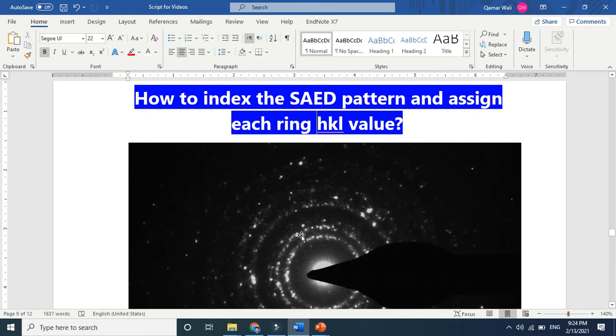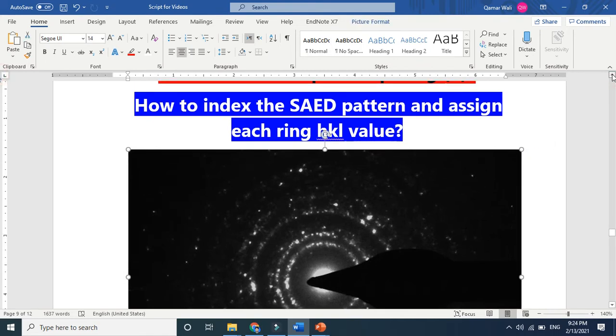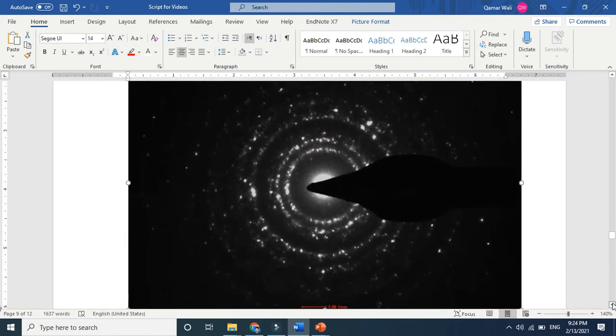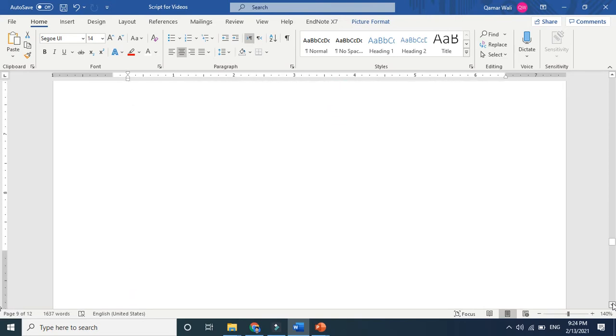So now we are going to find how to find the interplanar spacing between two planes, or in other words, how to index the HKL value to each ring. Once we assign the HKL value, then we can easily find D. Once we know the HKL value for each ring, we can easily find D. Let's see how we can find this D value, right?